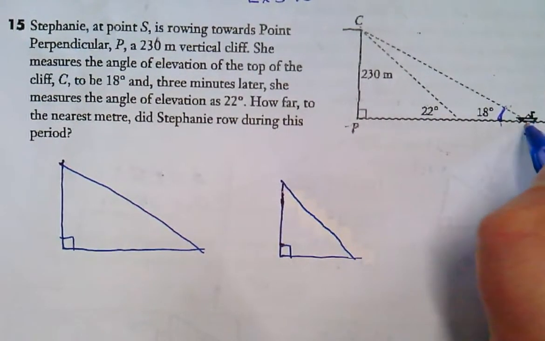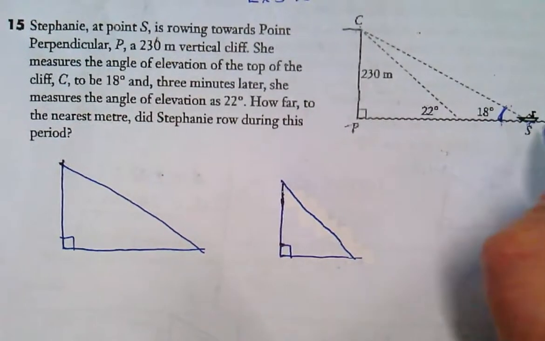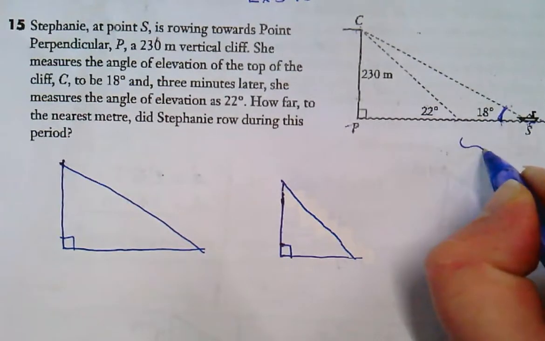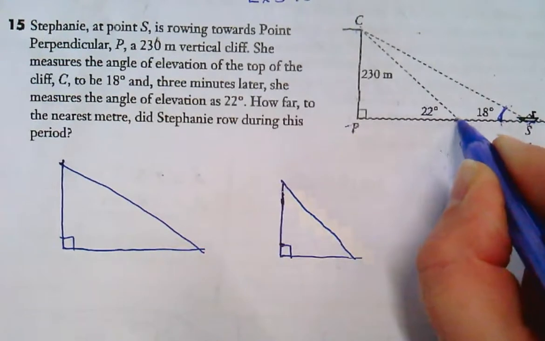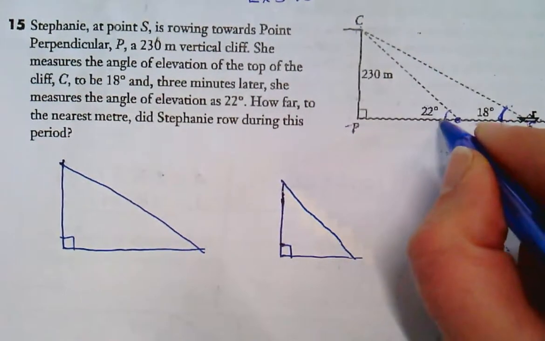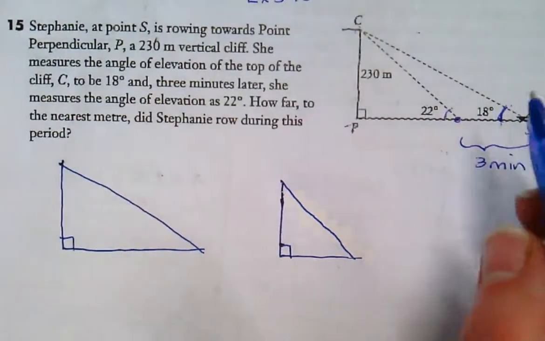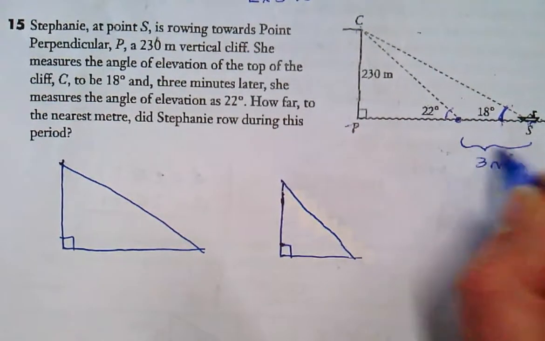So she's basically rowing in this boat towards P. Initially she looks up, and the angle of elevation to C is 18 degrees. She then keeps rowing forward, and it takes 3 minutes to get from there to there. Then she looks up again, and the angle of elevation to the cliff is 22 degrees. And the question is, how far to the nearest meter did she row during this time?